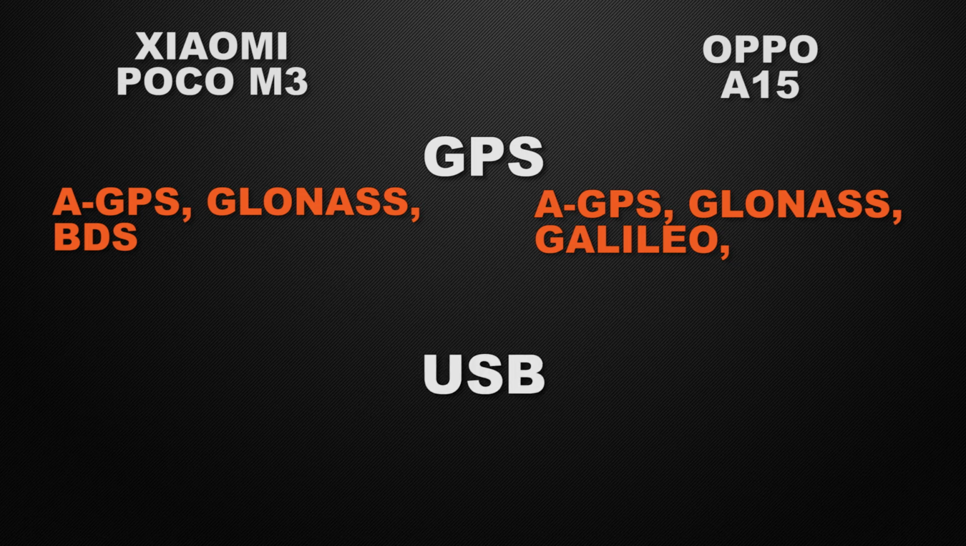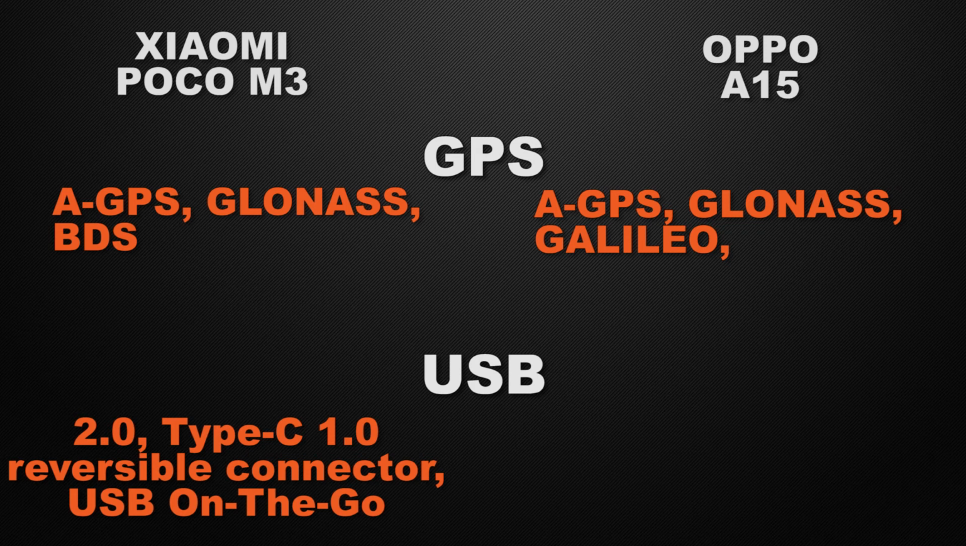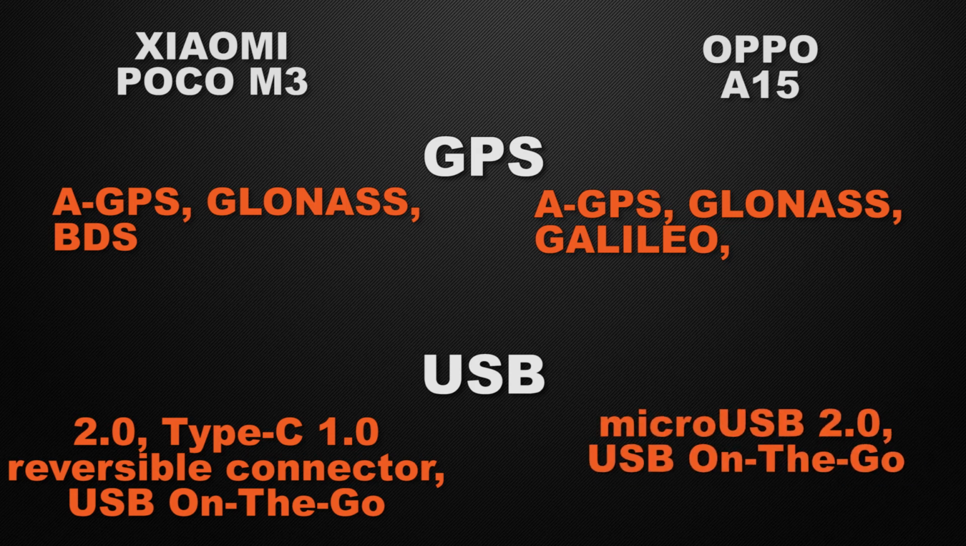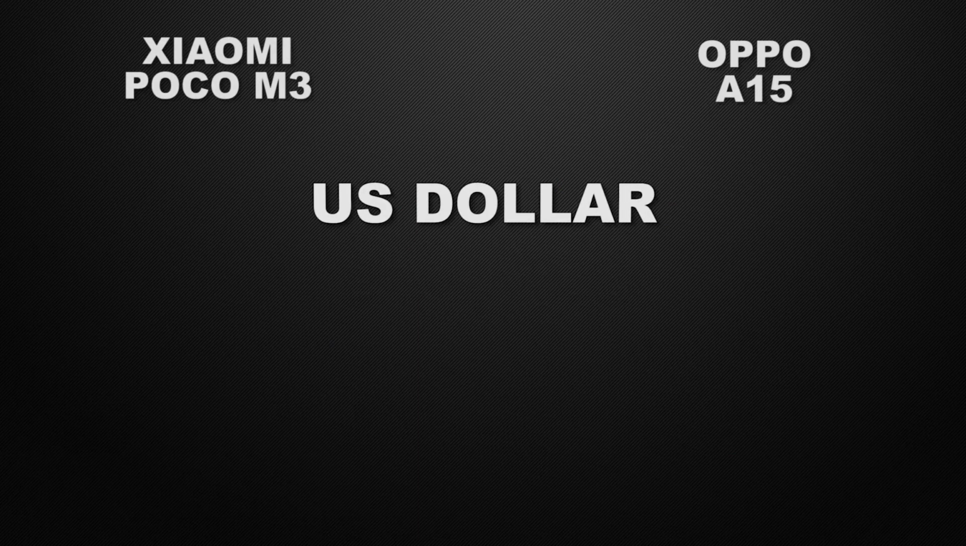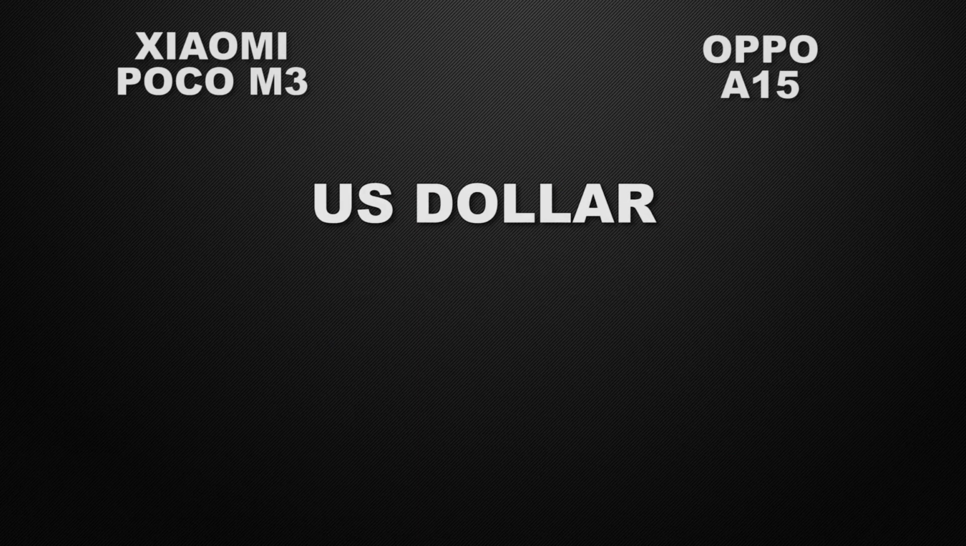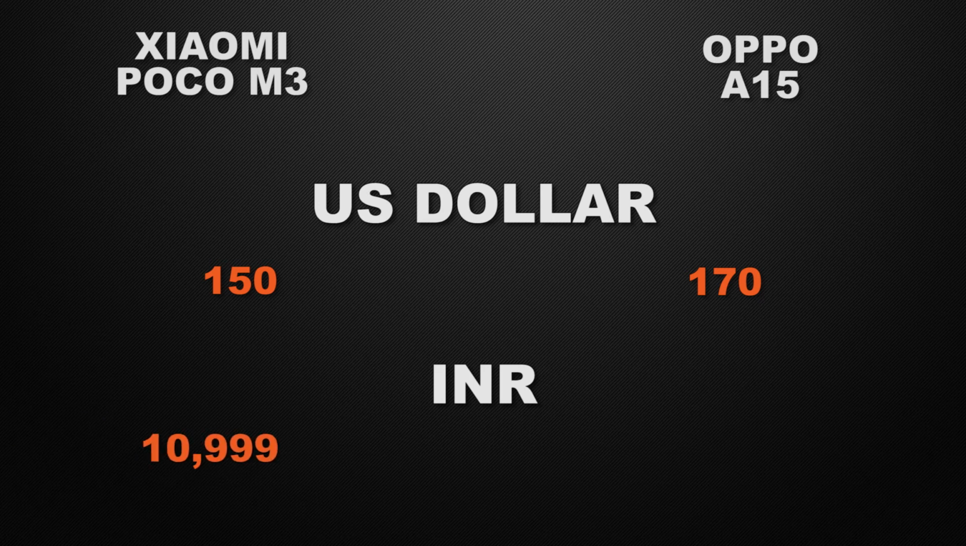And about the USB connectivity of the devices, M3 has a 2nd gen Type-C connector with OTG support. On the other hand, A15 has micro USB 2.0 with OTG support. So the clear winner here is M3 because the Type-C connector has faster read and write speed. Moving to the prices of the devices. In the international market, Poco M3 is available from $150 and A15 is available from $170. And in the Indian market, M3 will start from 11,000 rupees and A15 is available from 9,000 rupees.